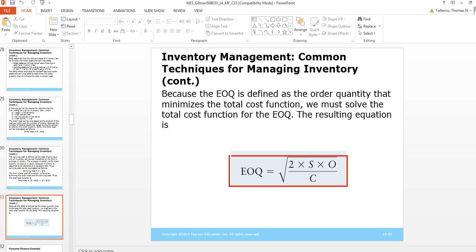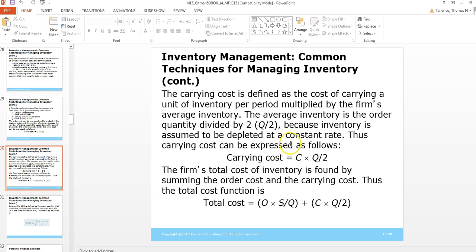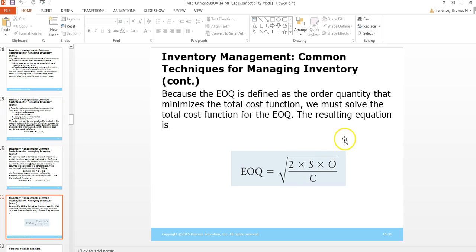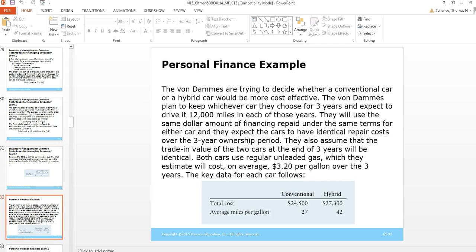So this is the economic order quantity. And you just plug in a couple terms here for S, O, and C. And just so everyone's clear, C is the carrying cost, right? And here they are defined. C is your carrying cost. S is the usage in units. O is your order cost per order, and the order quantity in units. So you take those items and plug them into here, and you'll get the optimum inventory to carry.